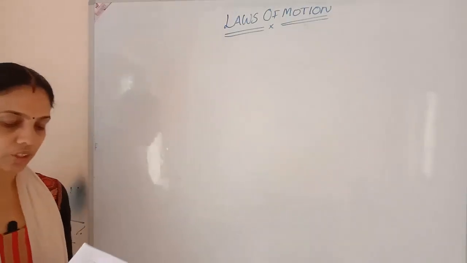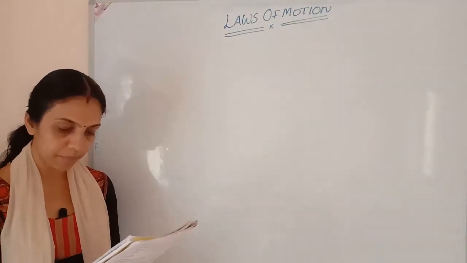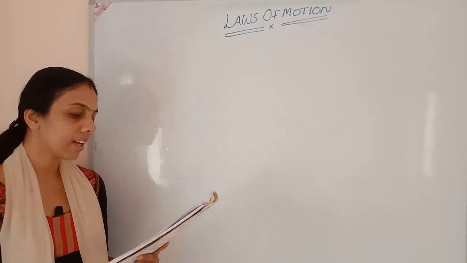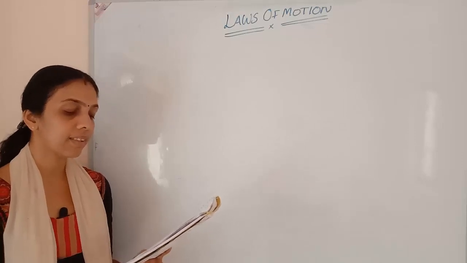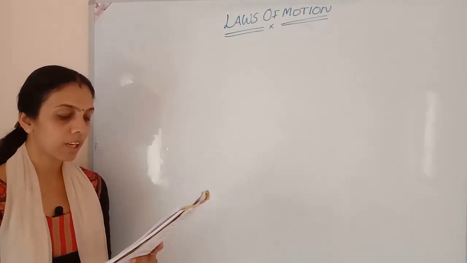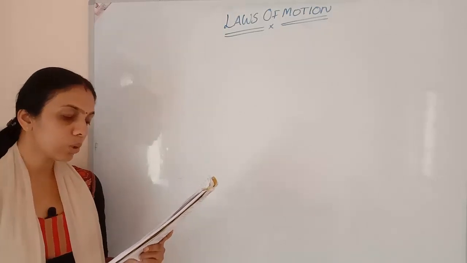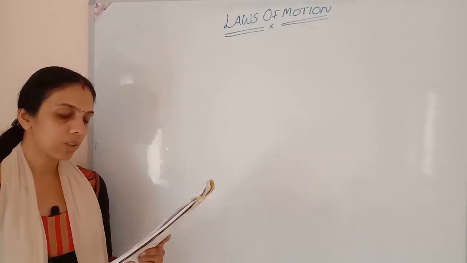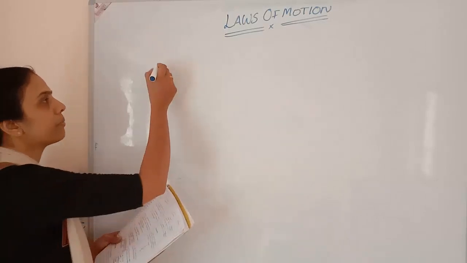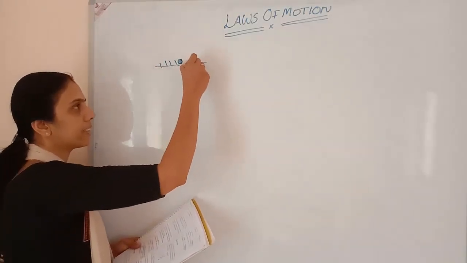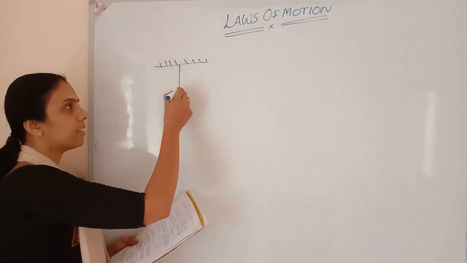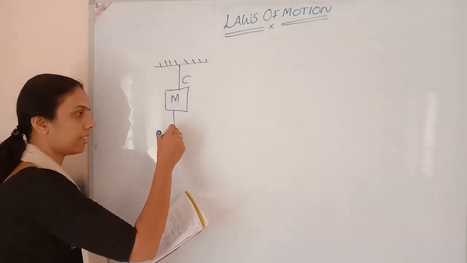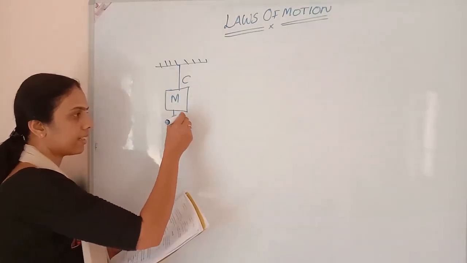Okay, so the next question is, a block of mass M is suspended by a light cord C from the ceiling and another strong cord D is attached to the bottom of the block. The cord D is pulled by a force F. Which of these cords will break? See, the diagram is given like this. This is the strong support. Here it is C, here it is M, here it is F, and this is D.